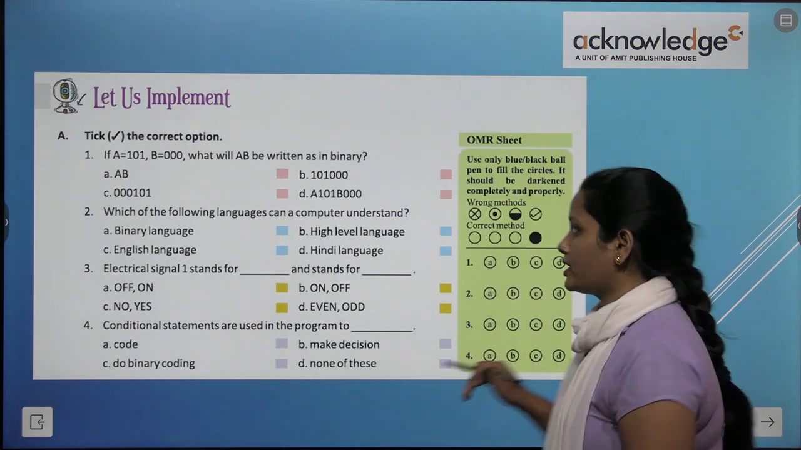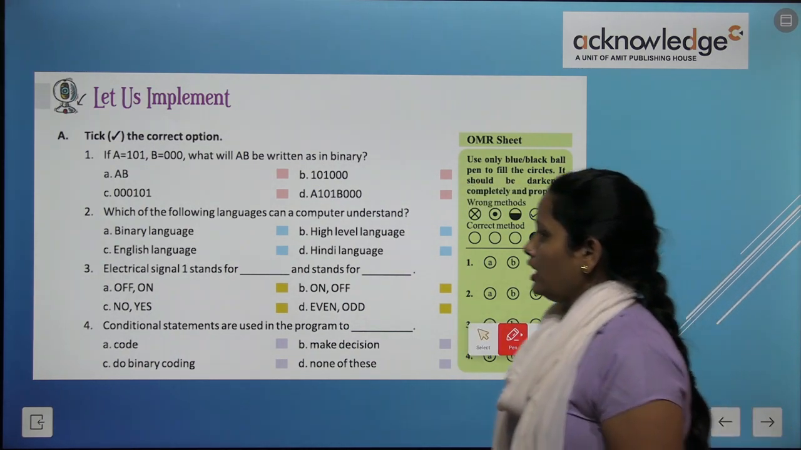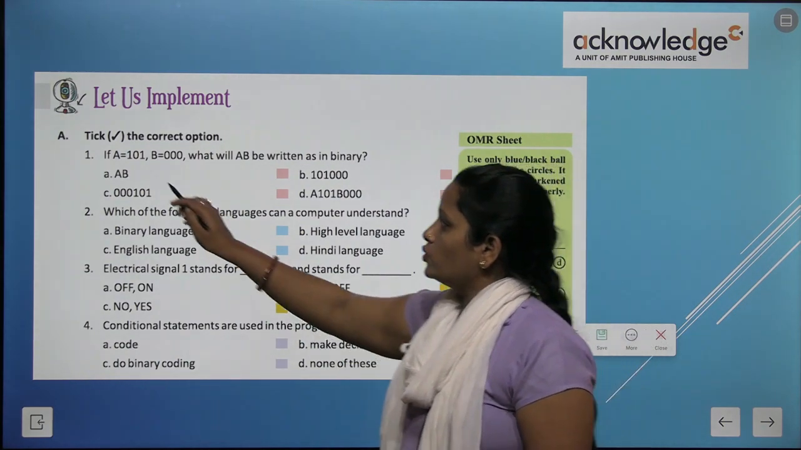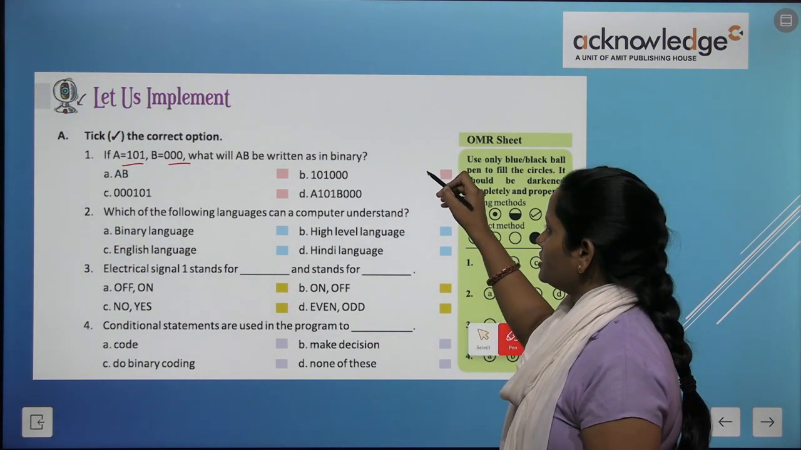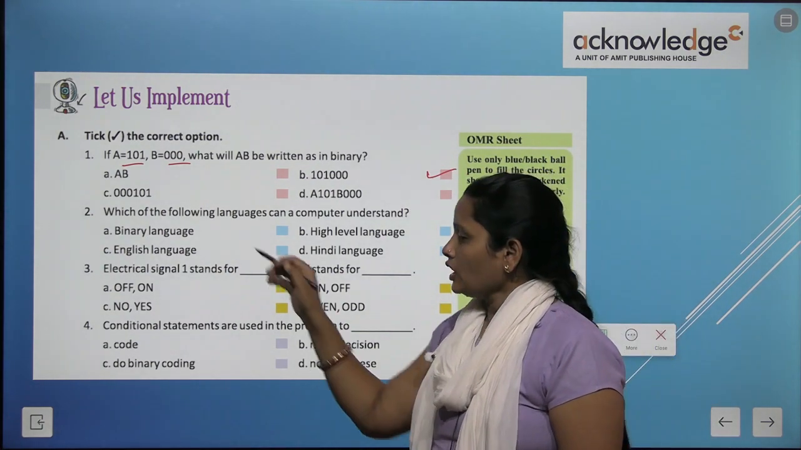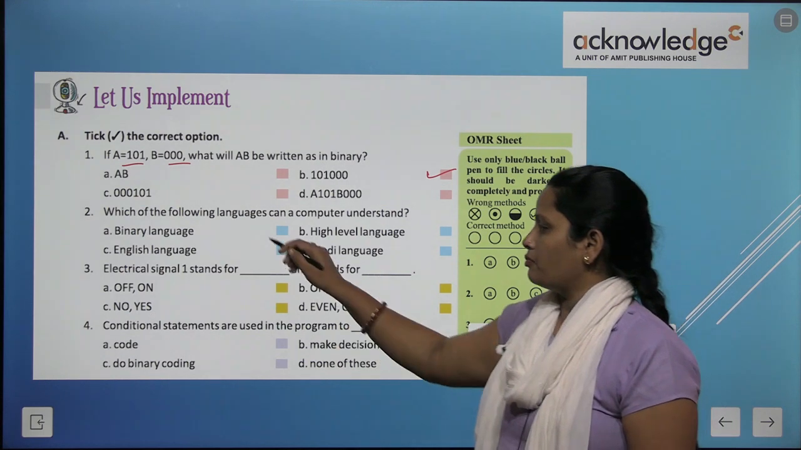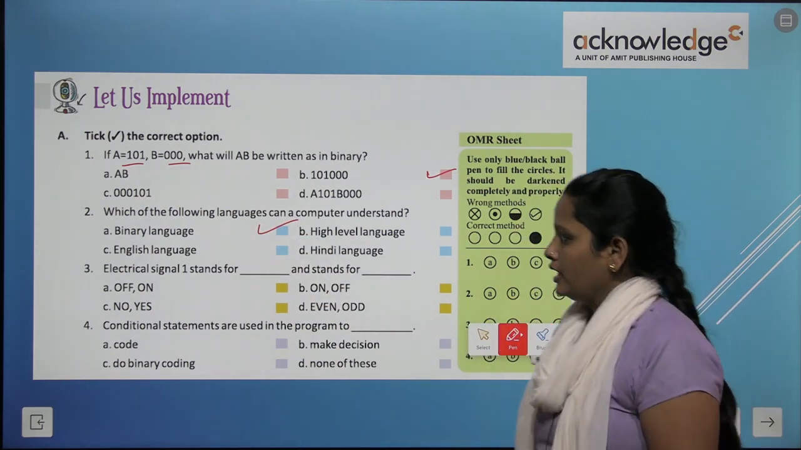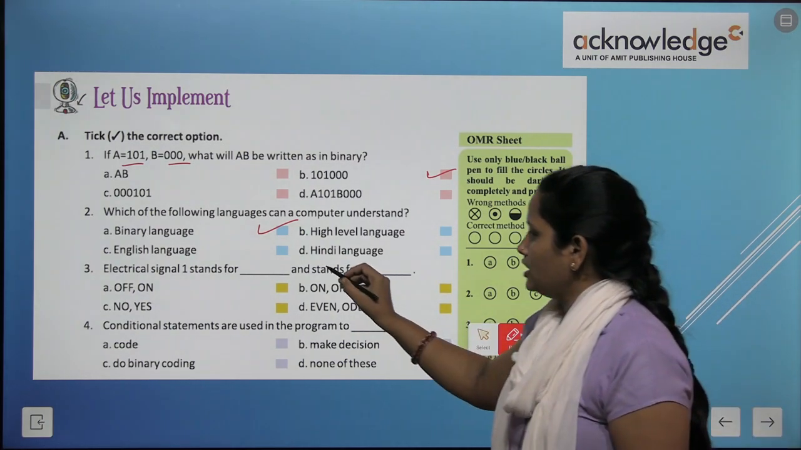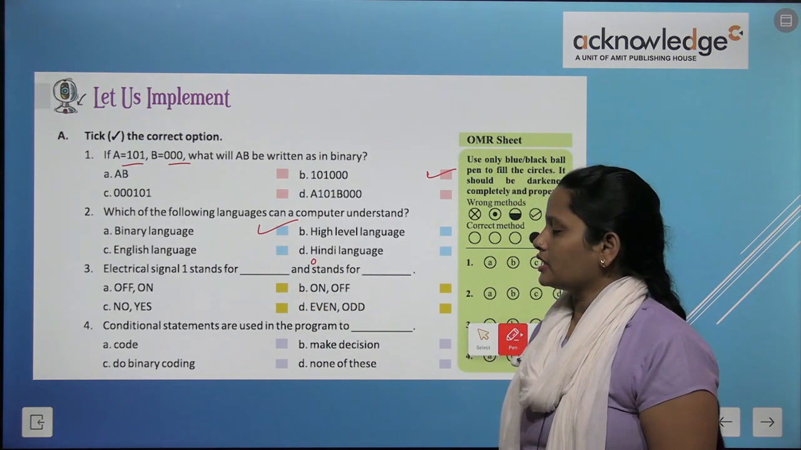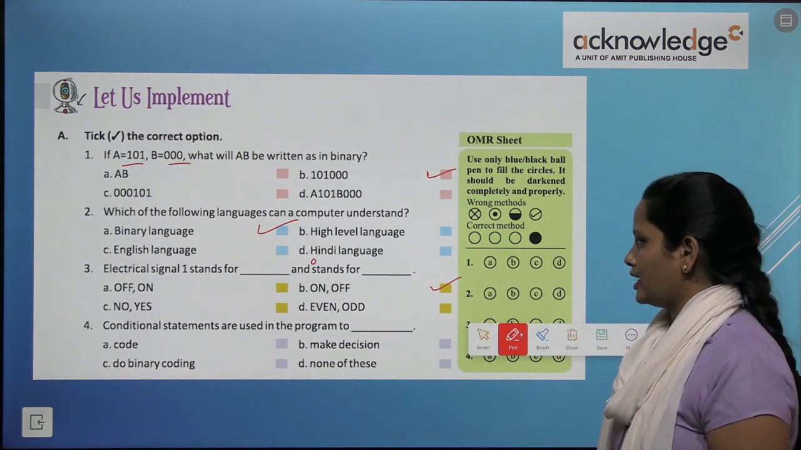Now let's quickly come to the book exercise. First we have to tick the correct answer. If A is equal to 101 and B is equal to 000, what will be AB? So the correct answer is this. Next, which of the following languages can a computer understand? So the computer can understand binary language. Electrical signal 1 stands for on and 0 stands for off. So this one is correct.